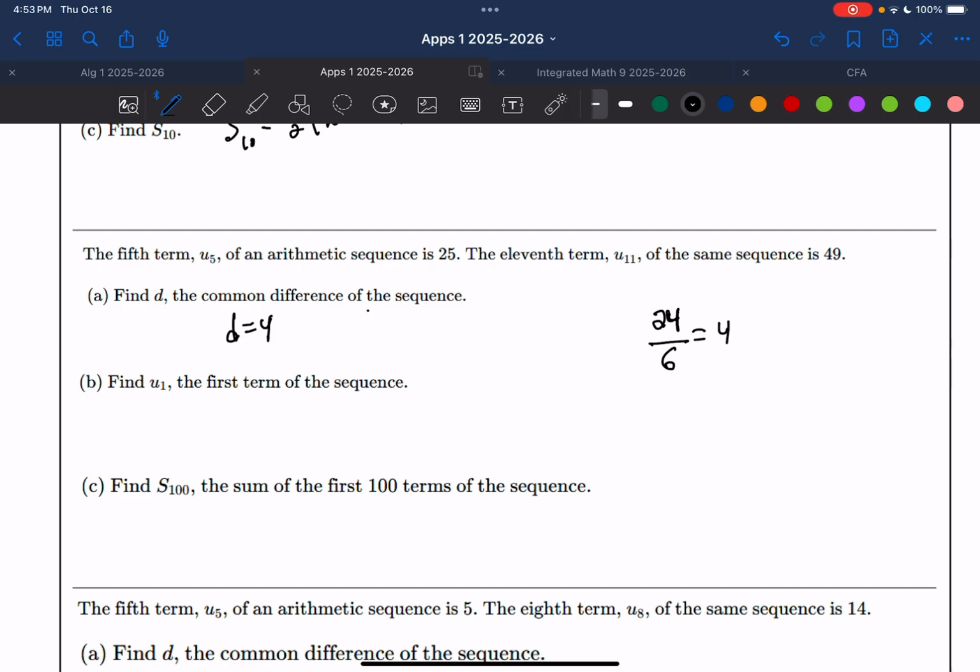All right, so it's U11 minus U5 over 11 minus 5. I should put that in the notes packet somewhere.